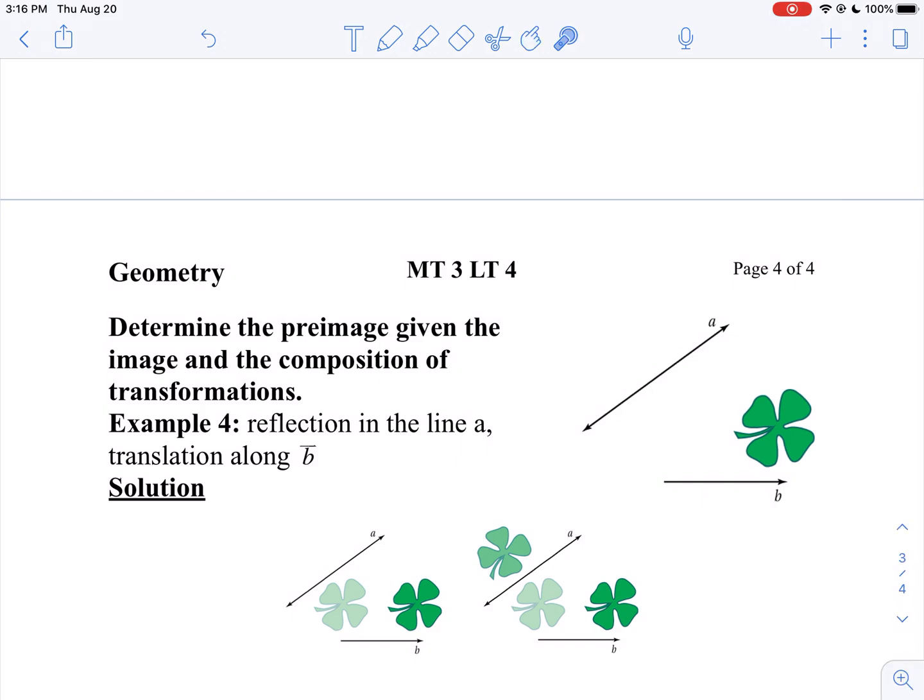Since the last thing we did was translate along vector B, I'm going to untranslate along vector B. So I'm going to translate backwards, and then I'm going to reflect it over line A, and then there is my solution right here.